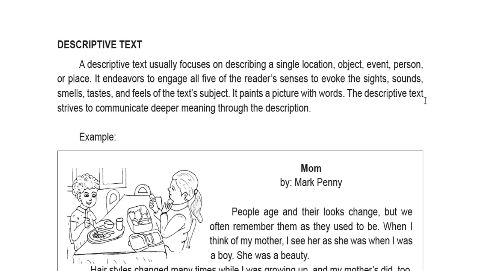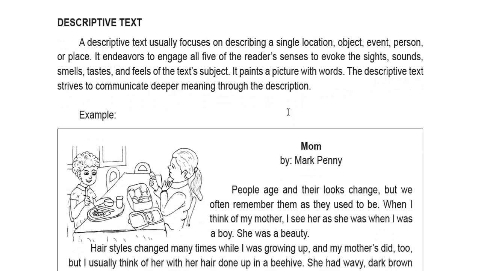Okay? So in writing a descriptive text, we usually use our five senses. So we use our sense of sight, sound, smell, taste, and feel or touch. And it is a way of painting but with the use of words, just like this one.